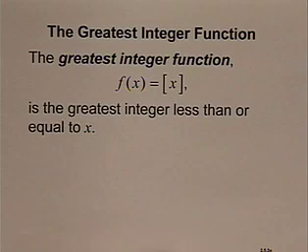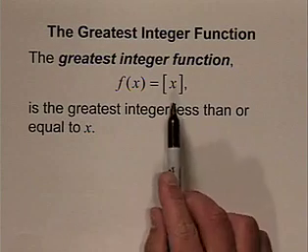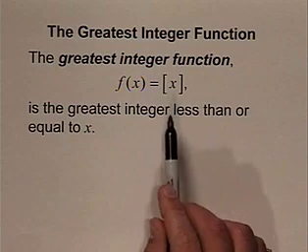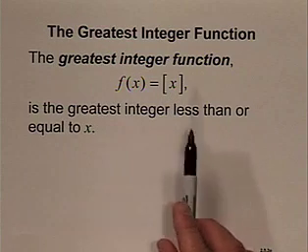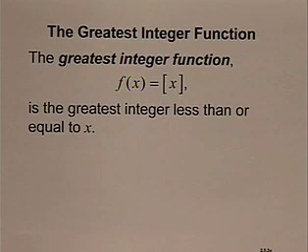Now, another common piecewise function is the greatest integer function. So let's take a look at this function, the definition of this function. The greatest integer function, f of x equals, and this is the notation we use, is the greatest integer less than or equal to x.